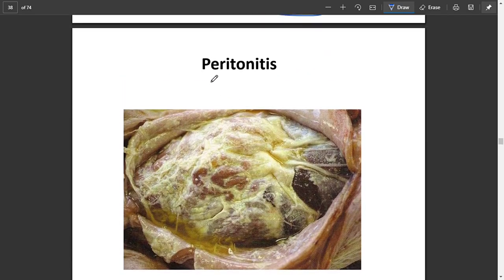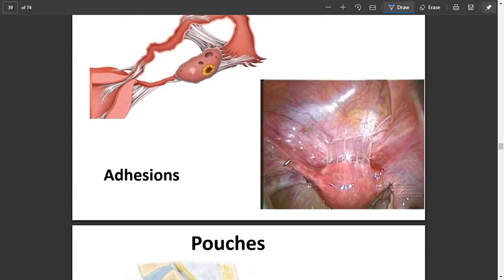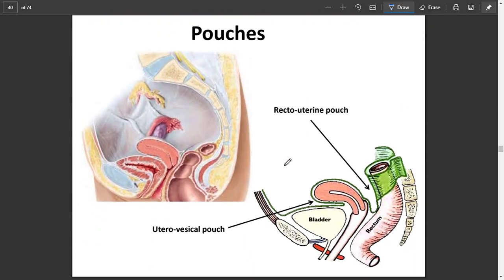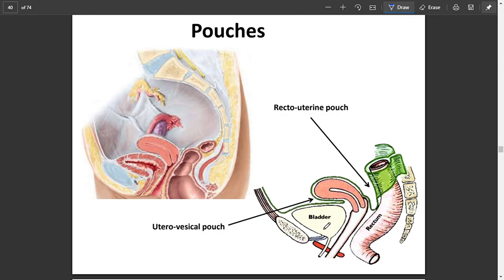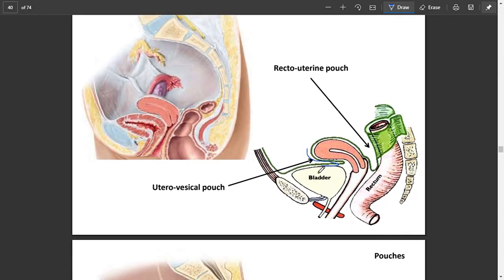And peritonitis: peritone means peritoneum, itis means inflammation of the peritoneum. As you can see, it is quite inflamed here. This is an inflammation here as well. So pouches: this retrouterine pouch, retrovesical pouch. This is the retrovesical pouch, and this is the retrouterine. It is between the rectum and prostate, and this is between the bladder and the uterus, as you can see.